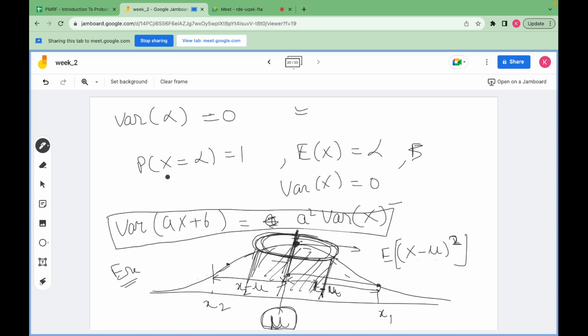So here we are saying that there is only one possible output of an experiment, which is alpha. The probability that x is equal to alpha is 1, which means that this is alpha. This is the probability, this is x. So there is only one probability here, that it is equal to 1. So the mean value will be alpha, and there are no other possible outcomes of the experiment. That's why the variance is 0.